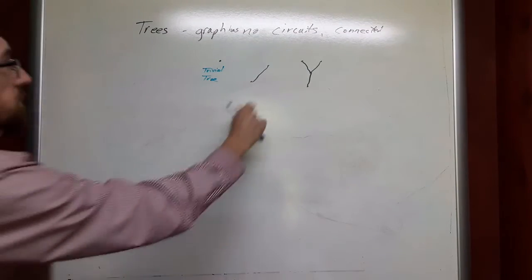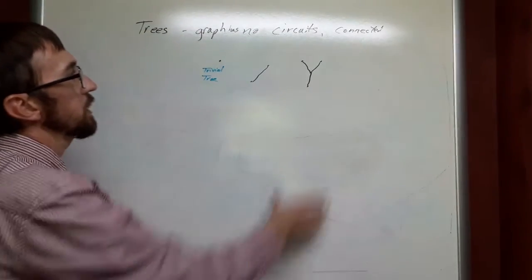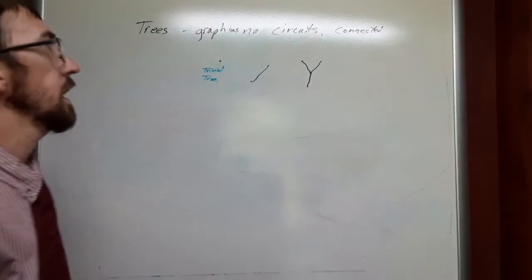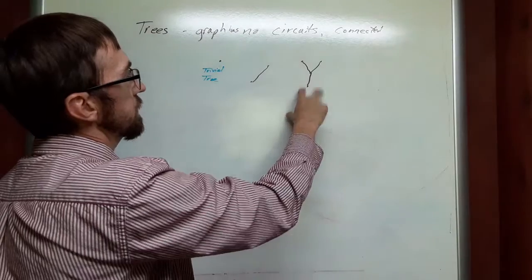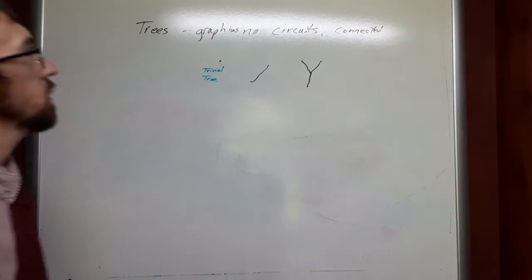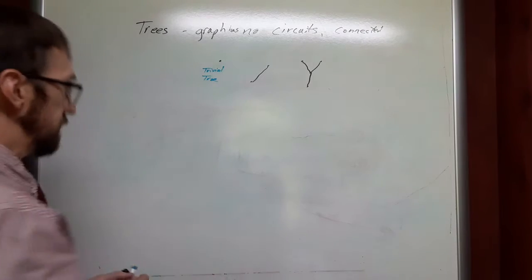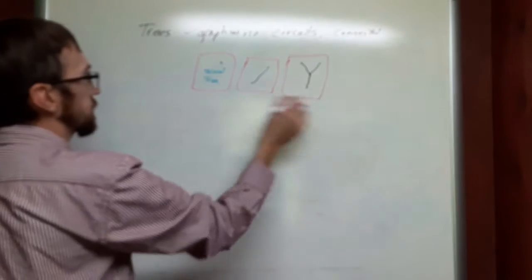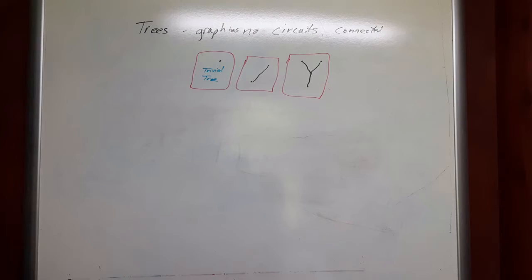And then the second graph that I have is two vertices and an edge. And then the third graph that I have is three edges and four vertices. So these are all trees looked at individually. And this is one graph. So I have three separate graphs here.